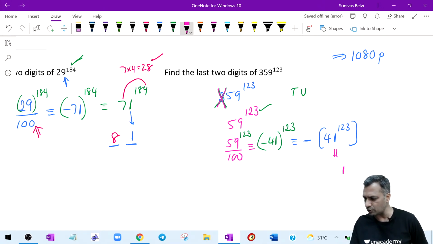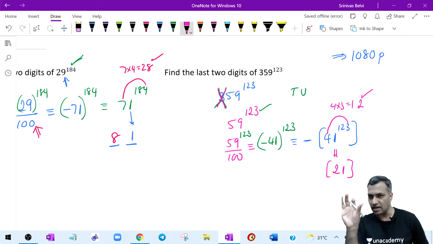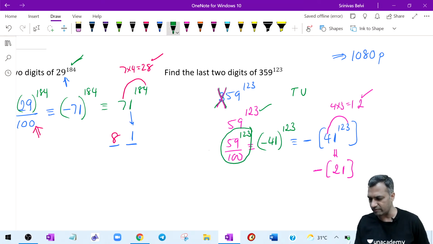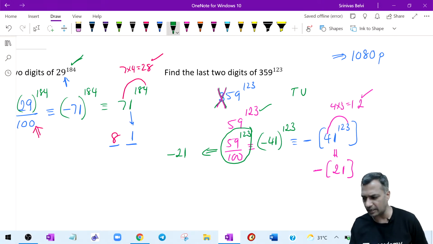No problem. 1 is the units place and we look at 4 into 3. 4 into 3 is 12, and 2 matters to us. Therefore you say 21. These are the last two digits of the number within the bracket, but the minus sign is outside. So the minus 21 is the last two digits, technically the remainder. You are saying that if 59 raised to power 123 is divided by 100, the negative remainder is minus 21.